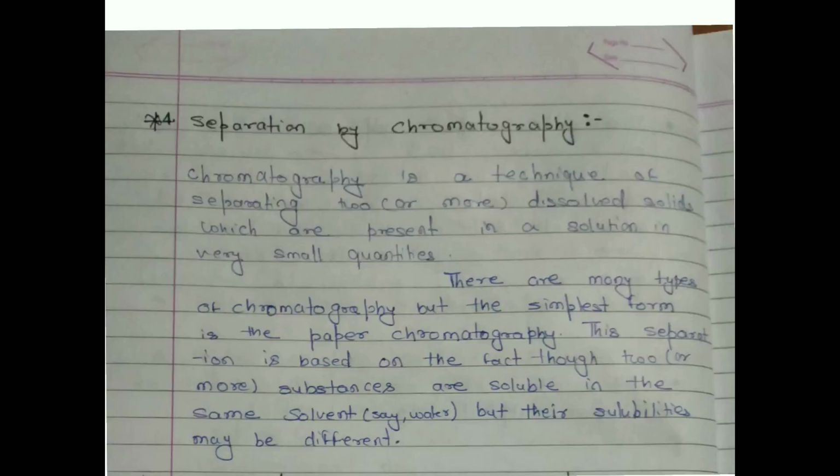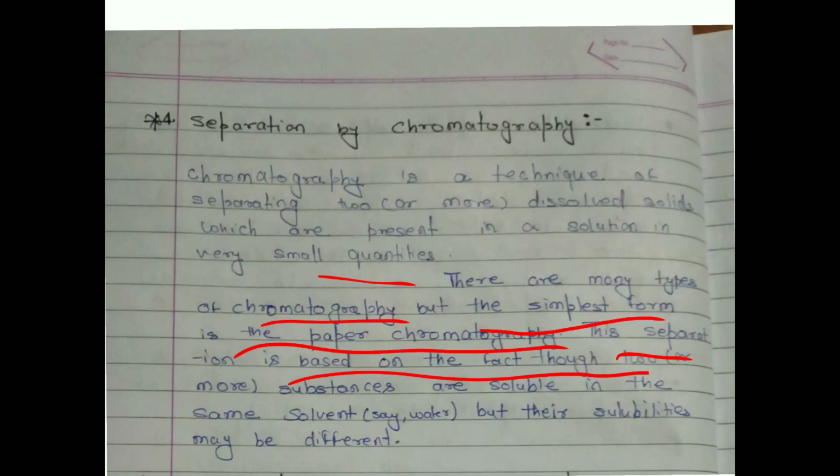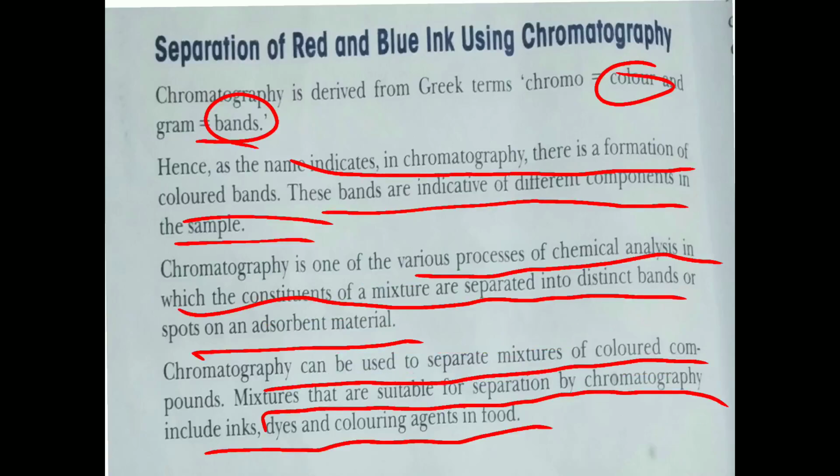Chromatography is a technique of separating two or more dissolved solids which are present in a solution in very small quantity. There are many types of chromatography, but the simplest form is paper chromatography. This separation is based on the fact that two or more substances are soluble in the same solvent, called water and so on, but their solubilities may be different. You can understand by the help of a diagram.